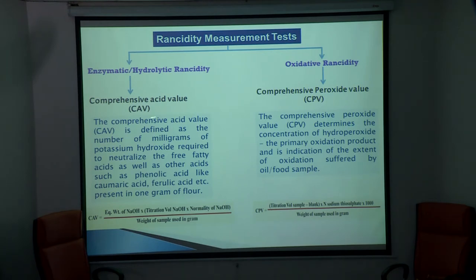Comprehensive acid value is actually the acid value which is reported by AOCS and estimated in lipids or oil. But here we call it comprehensive acid value because in flour, besides lipid, there are some other components like phenols and polyphenols, and they may also contribute to that acidity test. So instead of acid value, we give the term comprehensive acid value. And in the same way for peroxide value, we have given the term comprehensive peroxide value.